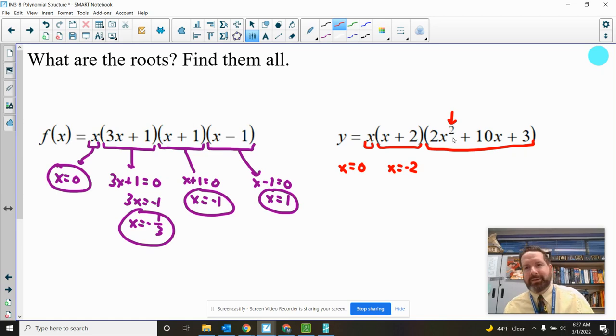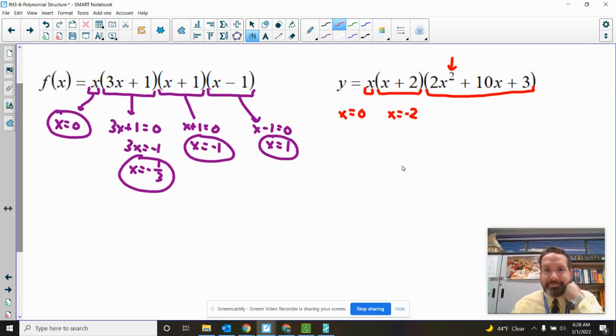notice that this isn't a linear factor, meaning it's got an exponent in there that isn't 1. If your exponent is 1, you get 1 root. If your exponent is 2, you're probably going to get 2 roots. And the way to get there is with the quadratic formula. So I really want to know what makes this 2x squared plus 10x plus 3 equal to 0.